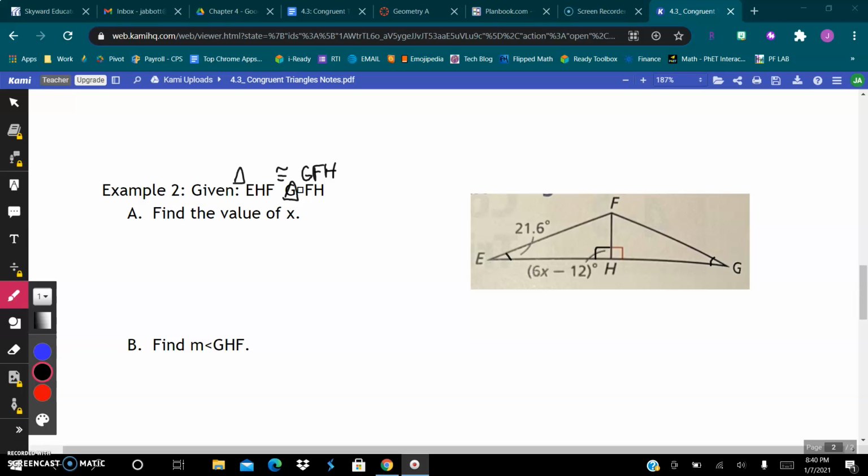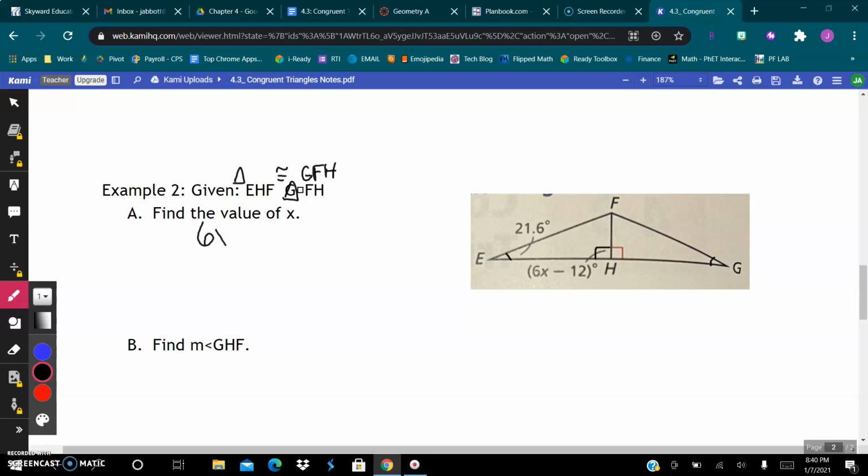So part A is asking us to find the value of X. So what I just said there in that previous statement kind of helps that out. They have labeled that angle 6x minus 12, and I just said that that angle has to be 90 degrees since the other side is 90 degrees.